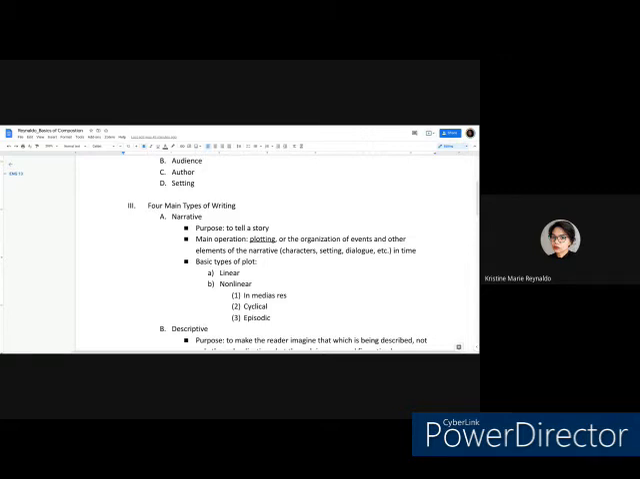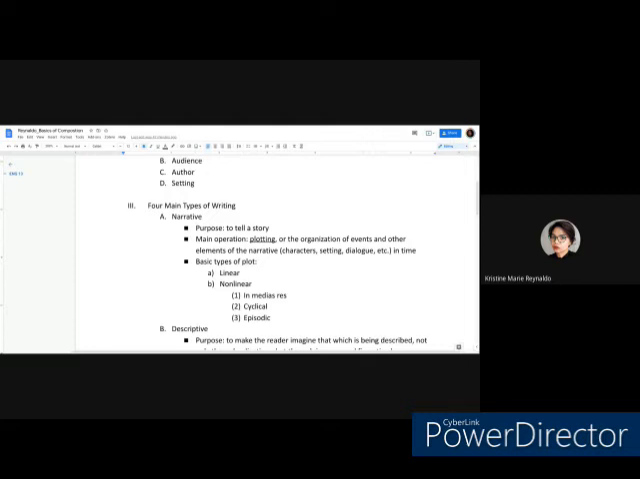Non-linear writing does the opposite. So it's basically not linear. You arrange events through time in a way that doesn't follow a linear progression. So some common ways of organizing events in a non-linear way: in medias res, or in the midst of things.